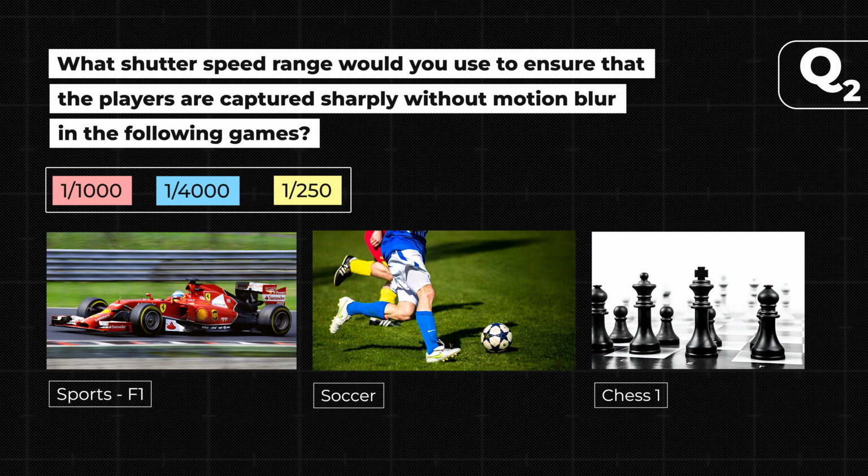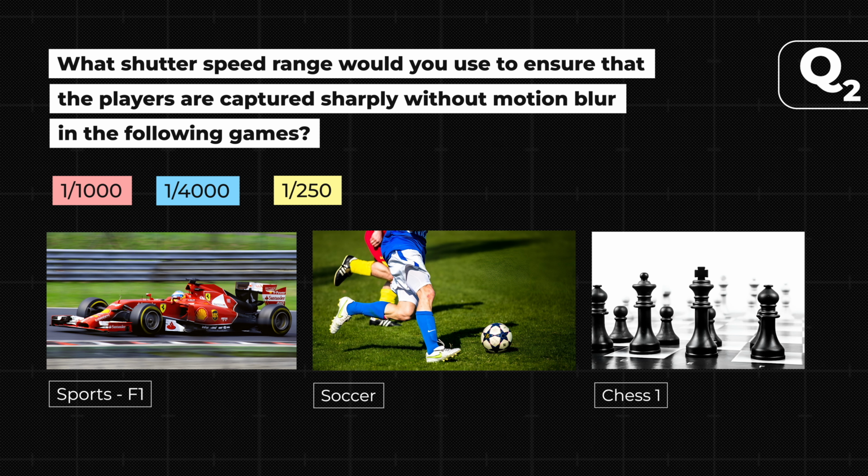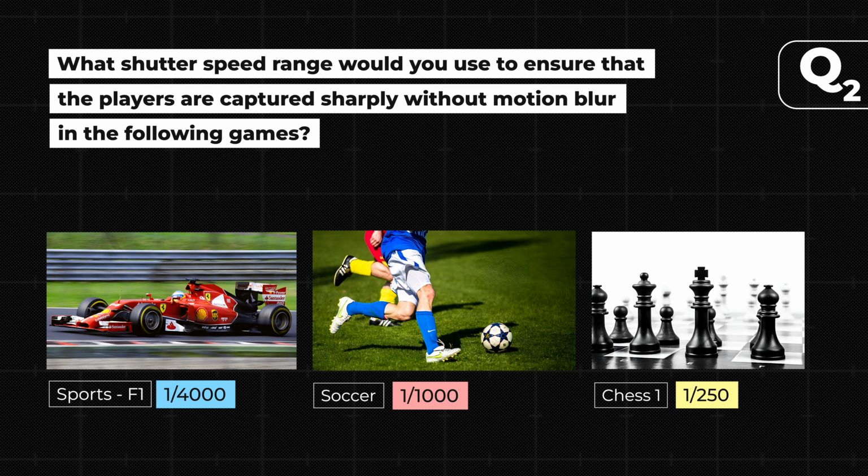Question number 2. What shutter speed range would you use to ensure that the players are captured sharply without motion blur in the following games? Again, like we did in the previous question, we have to determine the speed of movement of the subjects in various sports. Faster the speed of the subject, faster is the shutter speed required to freeze their motion. Now in F1, which is why the correct answer is as follows.